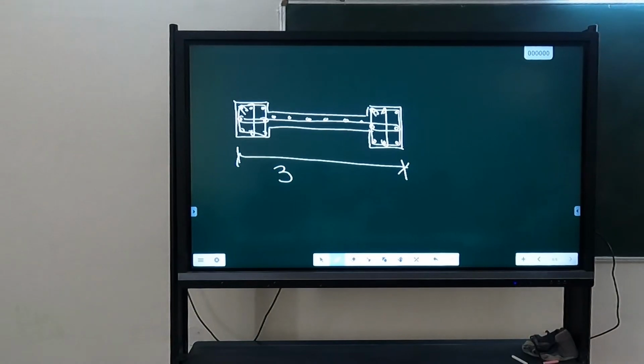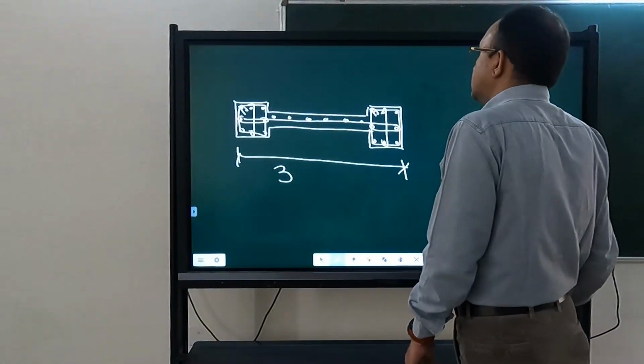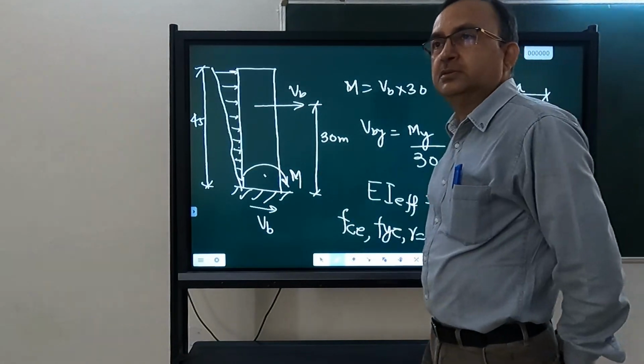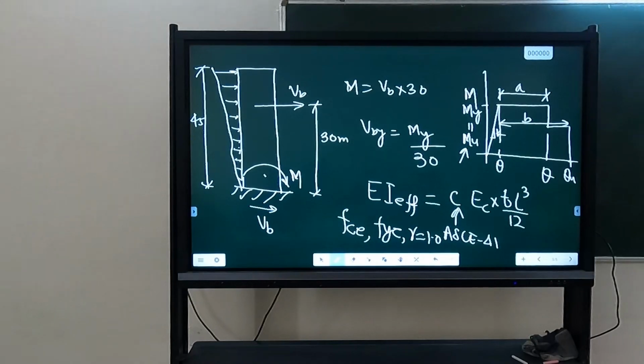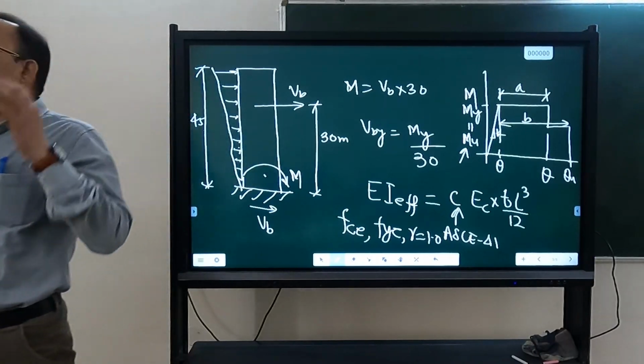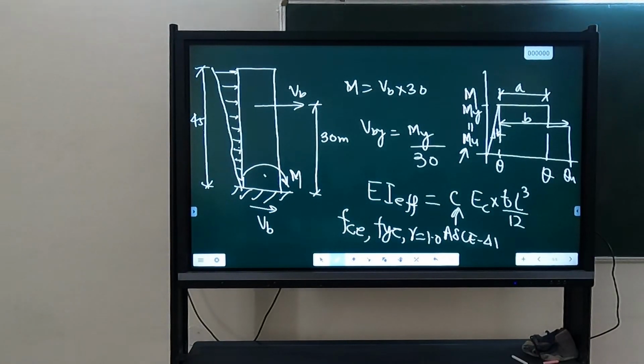Compressive force. How to get compressive force? Because for calculating moment capacity of the shear wall, you need compressive force. So how we will get compressive force for this building? First of all, at which level we need compressive force? At what height? At the base, because yielding will occur at the base. So we need to calculate the capacity at the base. So how much will be the axial force in the shear wall at base?